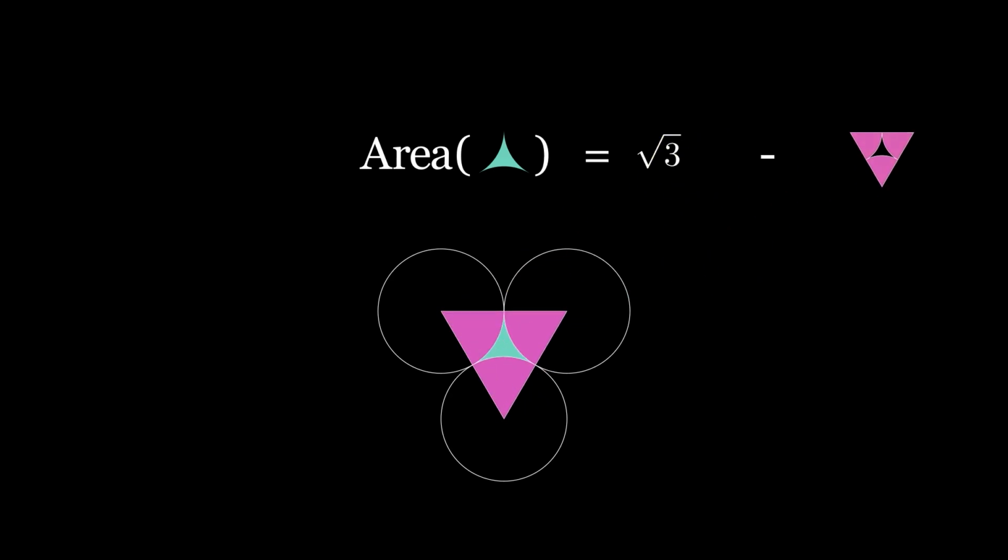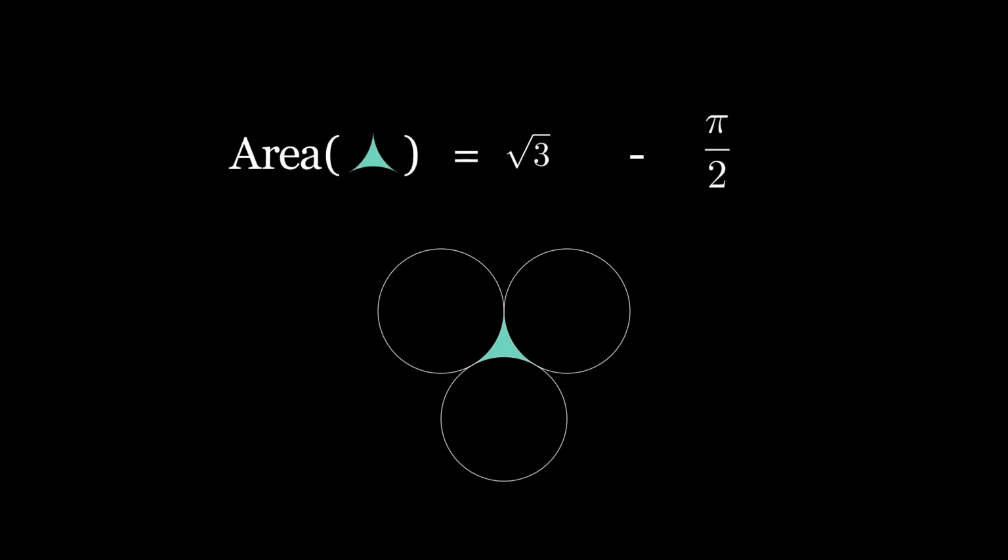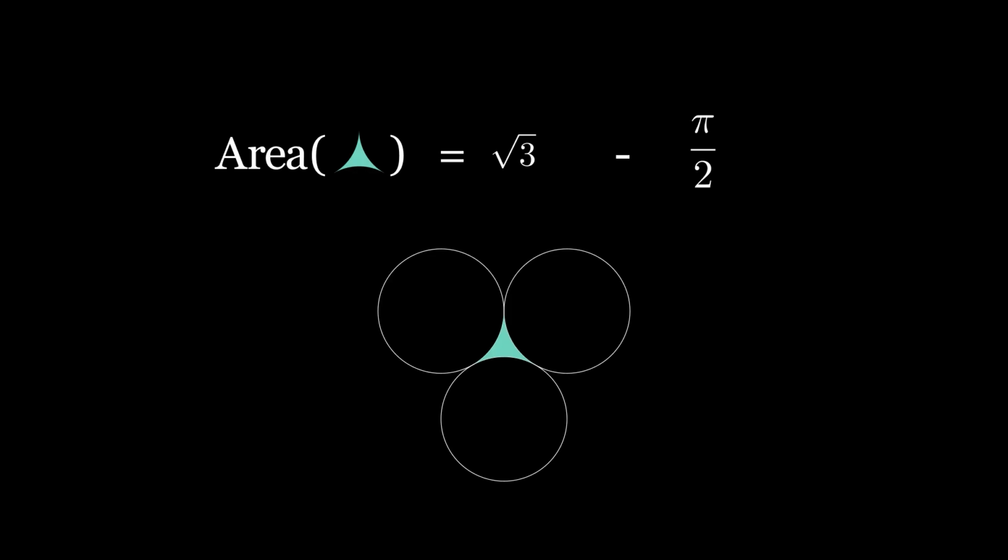But this equilateral triangle can further be broken down into these wedge-shaped pieces, which are nothing but an intersection of the three circles and the triangle. Each of the wedge-shaped pieces has an area of pi over 6, with there being 3 pieces. So the area we want is essentially 3 pi over 6, which simplifies to pi over 2. So the total area of the shape is square root of 3 minus pi over 2.